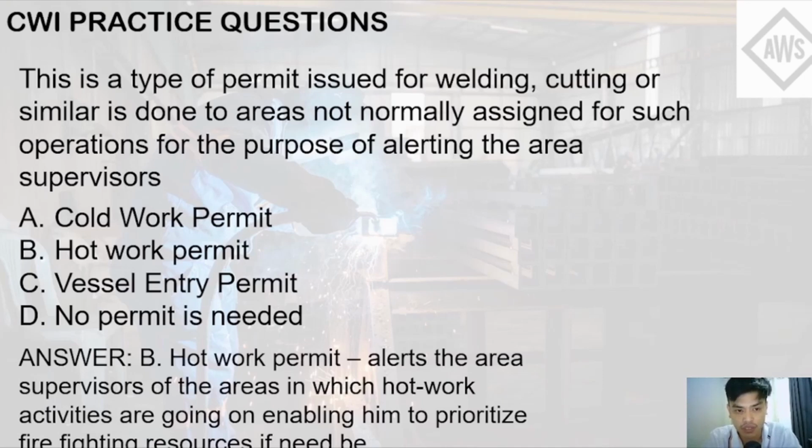So for example, mitigations are in place, there are fire extinguishers, but it was not enough. The fire generated just spread throughout the area. So if you have a hot work permit, it alerts the supervisors to prioritize those firefighting resources, the hydrants, the hoses, the fire trucks, to that area.